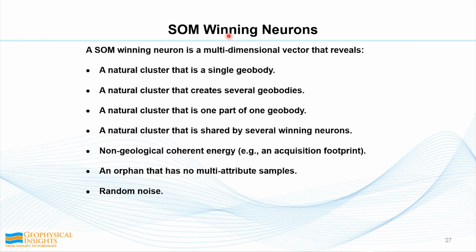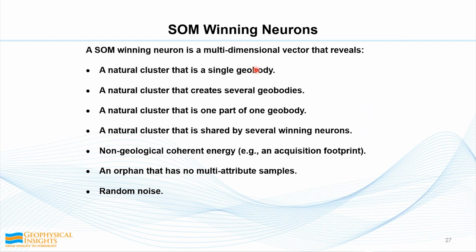So we introduce now some more terminology, and that's about winning neurons. A winning neuron is a multidimensional vector. And that vector will realize or reveal to you these natural clusters. So it's a natural cluster, a natural cluster, a natural cluster, a natural cluster. But that cluster can indicate a variety of things.